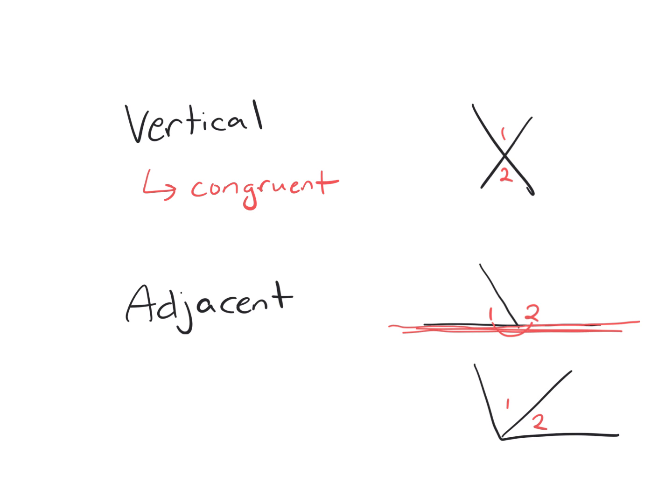Does that make sense? So the biggest thing today: remember vertical angles and what we know about them. Remember adjacent angles and what we know about those. And then all angles of a triangle add up to 180. Those 3 facts are going to help us out today.